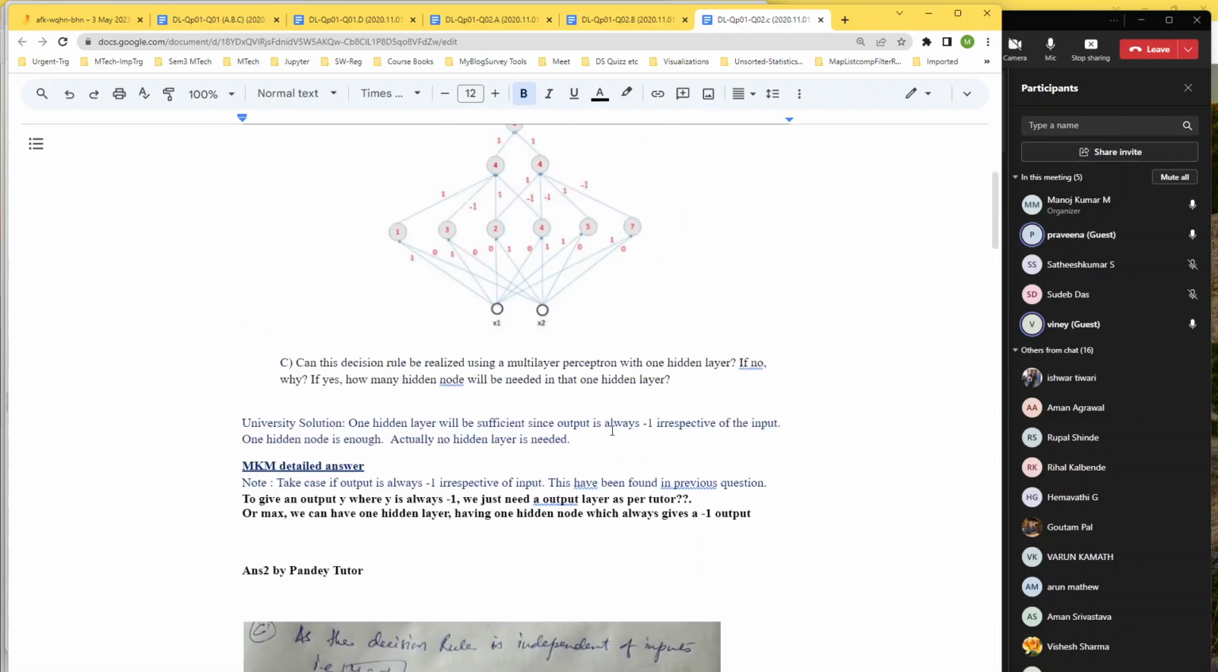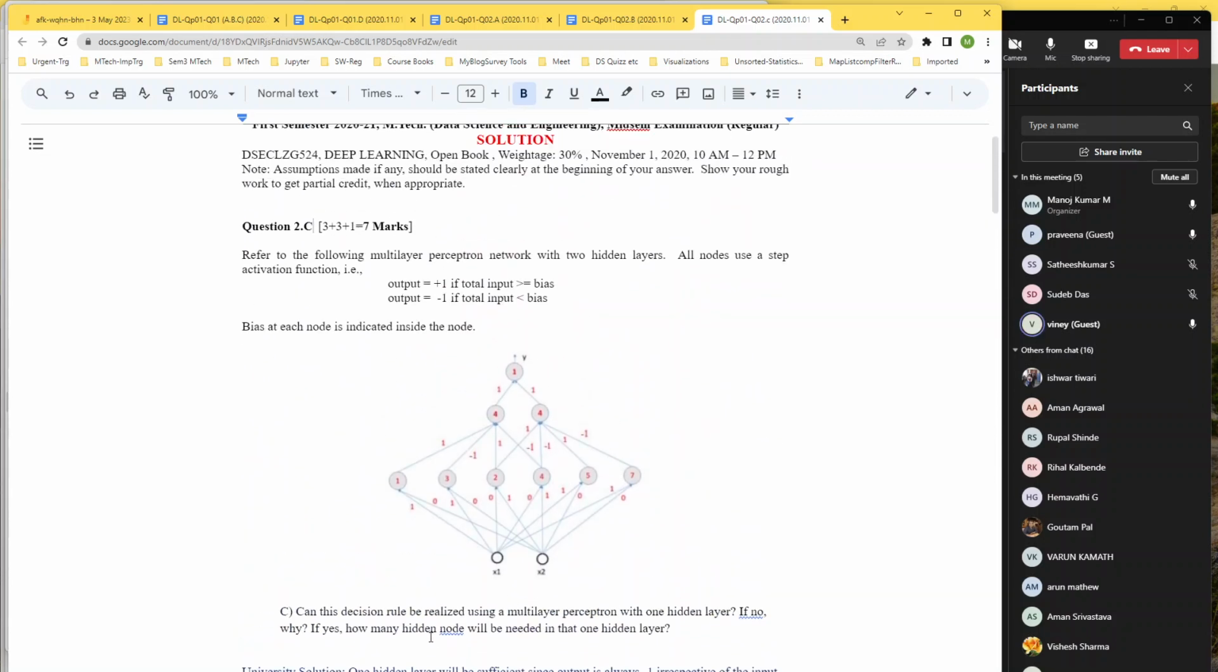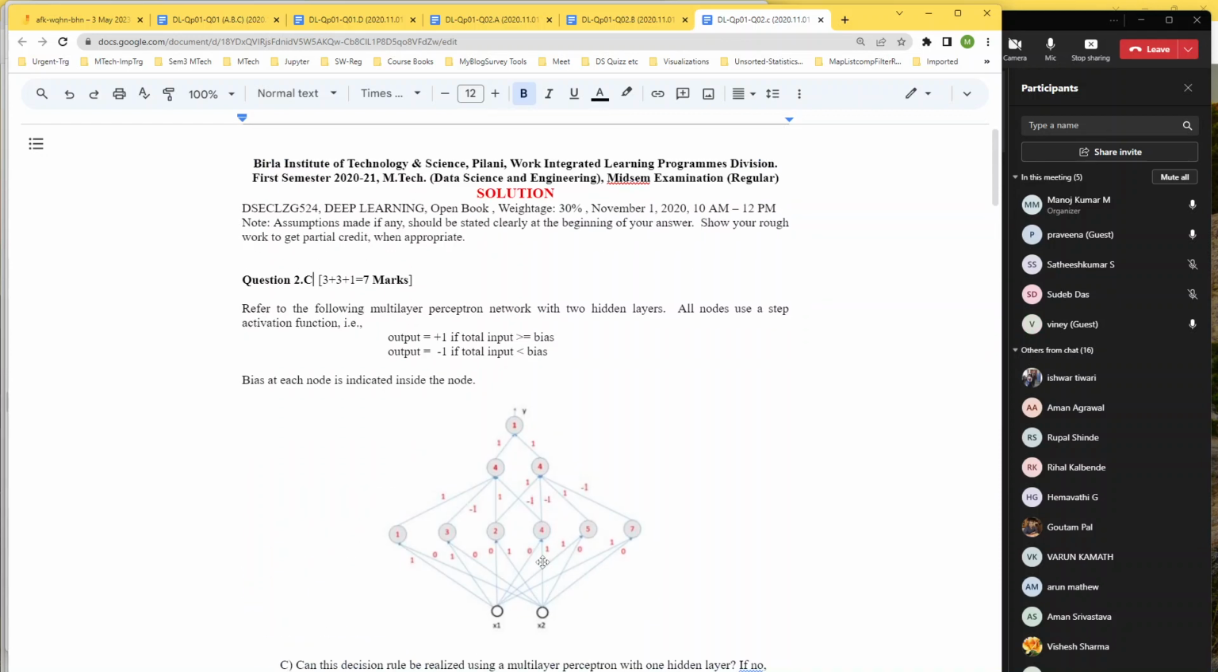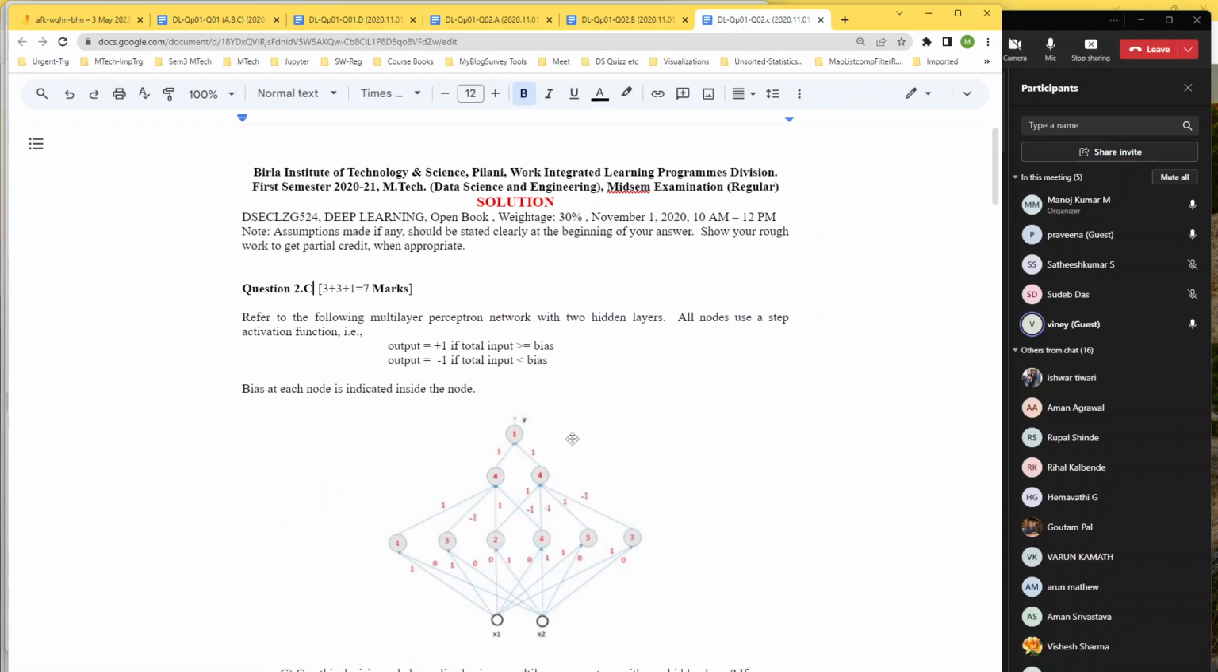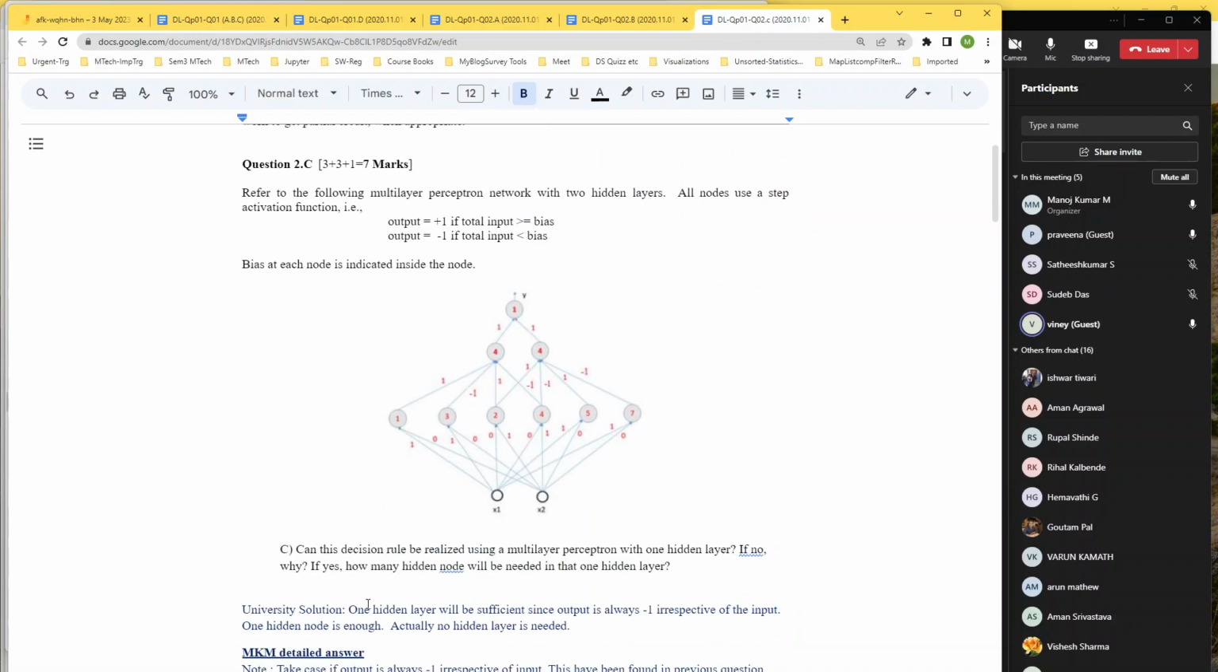What is the question in C? C is: can this decision rule be realized through a multi-layer perceptron with a single hidden layer? The answer is yes. See, output is always minus 1, so do you need so many hidden layers for getting minus 1 always? No. That's the university solution: one hidden layer will be sufficient since output is always minus 1, irrespective of the input. Whatever input you give, output will be minus 1, and even one hidden node is enough.